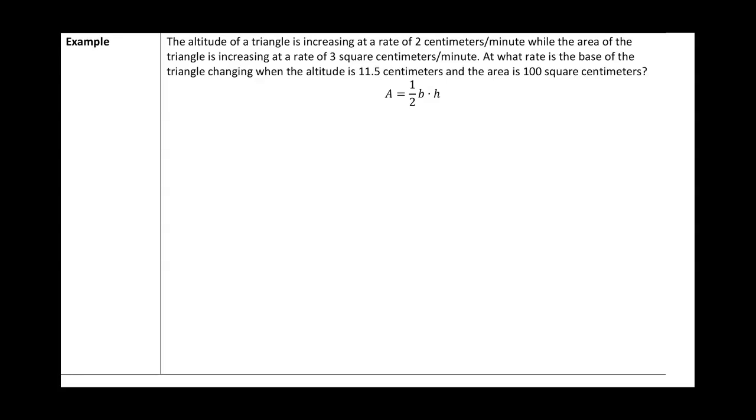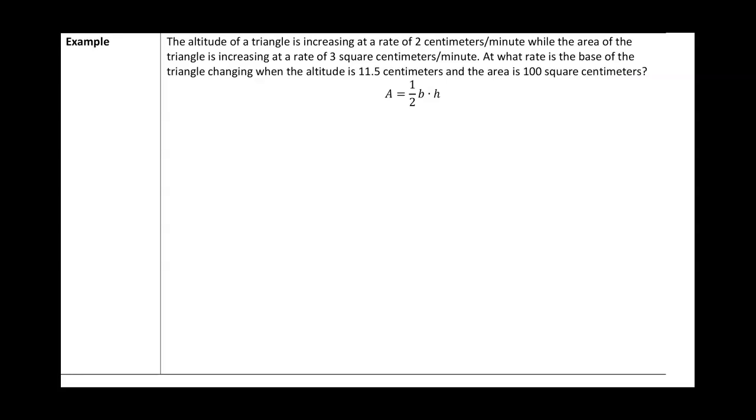The altitude of a triangle is increasing at a rate of 2 centimeters per minute, while the area of the triangle is increasing at a rate of 3 square centimeters per minute. So now we have two different rates of change, one for the altitude and one for the area. At what rate is the base of the triangle changing when the altitude is 11.5 centimeters and the area is 100 square centimeters? First, let's take a look at what we are looking for.